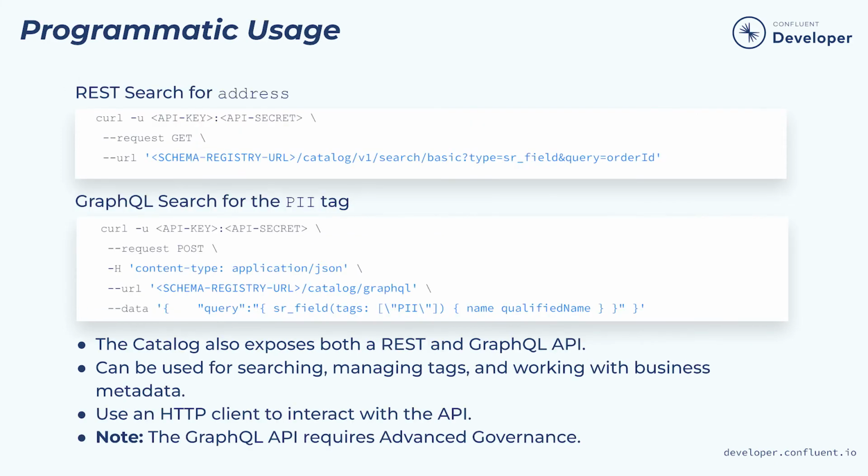Up to this point, we've been interacting with the catalog entirely through the Confluent Cloud Console. However, many of the operations we have seen can also be performed through APIs. The REST API supports operations such as creating and managing tags and business metadata, as well as searching the catalog. Meanwhile, the GraphQL API provides a more flexible and powerful form of search. All of these operations can be performed using a standard HTTP client.